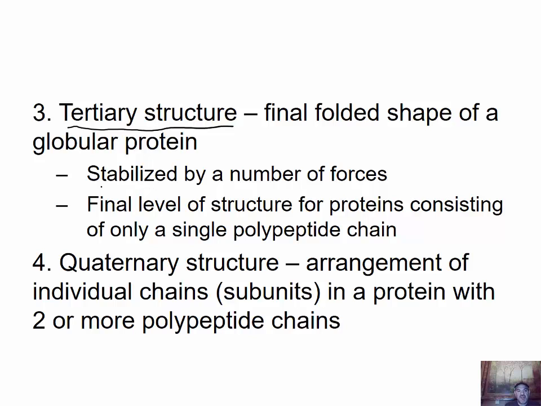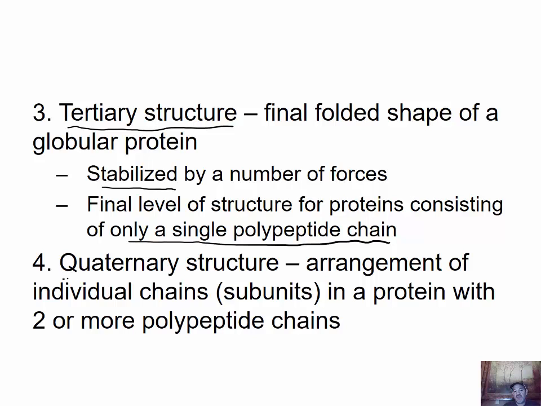And it's going to be stabilized by a number of forces, the tertiary structure. This is going to be the final level of structure for proteins consisting of only one polypeptide chain. So at this point, it may become a functional protein unless it's a protein that requires more polypeptides. Some functional proteins have 2 or more chains. For example, hemoglobin, which carries oxygen, is made of 4 folded chains.